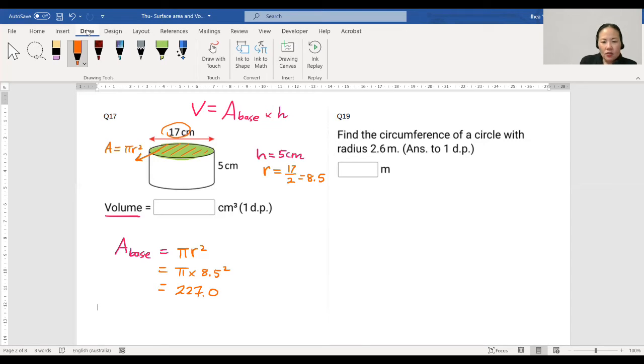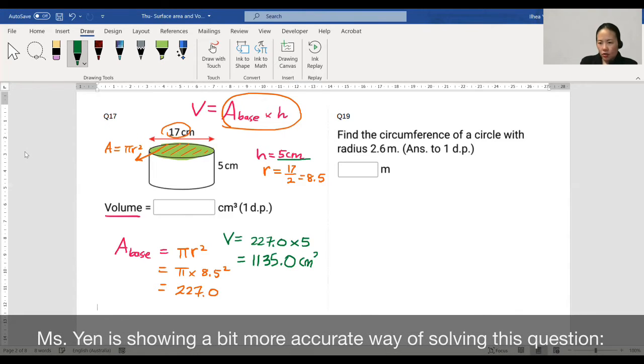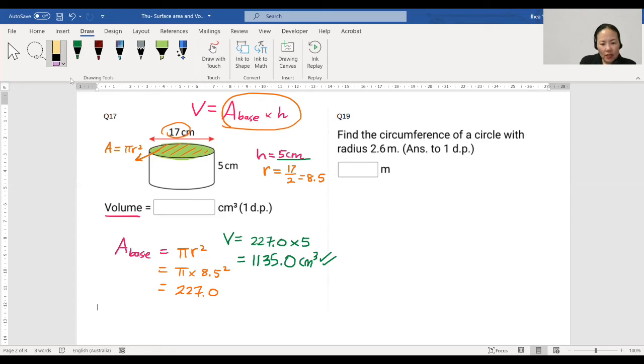And I need to times by height to get the volume. Volume equals 227.0 times the height, 5. Now, calculate that for me, Alia. 1,135. Now, what I'm going to do here, I'm going to change this into 2 decimal places. 226.9. Yeah. Guys, listen carefully.